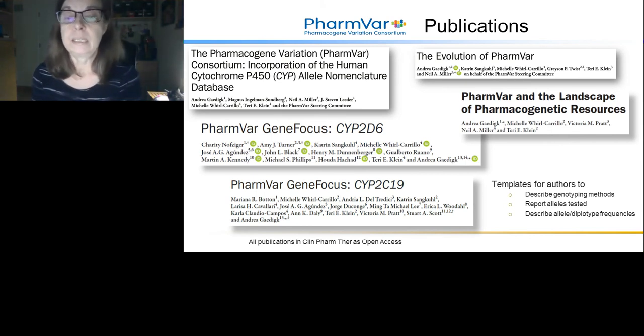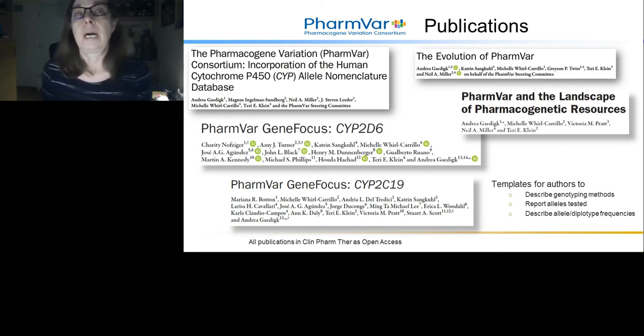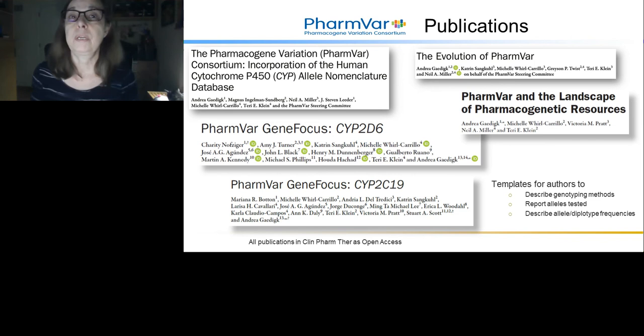I also want to highlight that we are offering templates for authors to use to describe genotyping methods, report alleles and diplotype frequencies. And we have devised these tables because it is sometimes really, really difficult, for example, for CPIC authors or PharmGKB curators to tease out that information from publications. And so we encourage everybody to use these templates to be really clear-cut on what was tested, how a genotype was translated, and so on. So that would be really helpful.